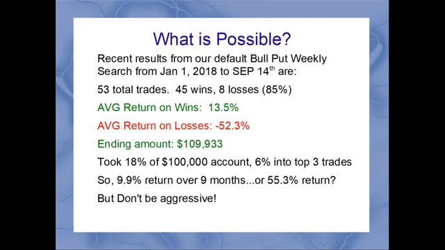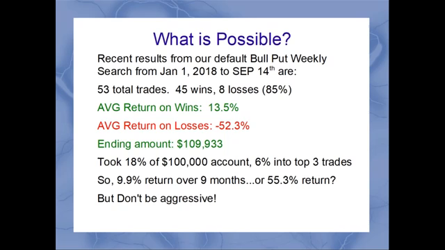So of a $100,000 account, the ending amount with this ratio was $109,933 on September 14th. You say, well, that's only a 9% gain. That's not even worth it. Okay. You might have heard me say this before. If not, you're hearing me say it now.